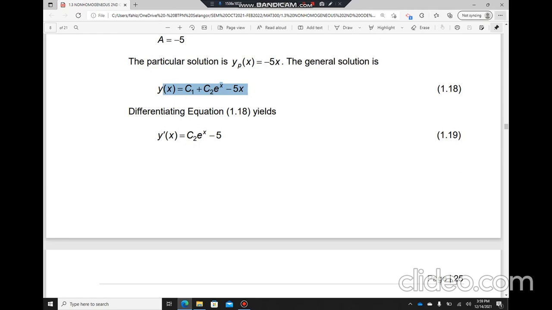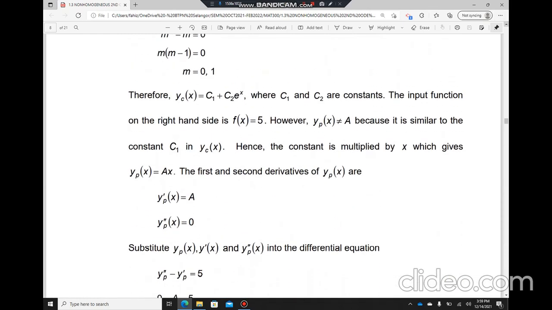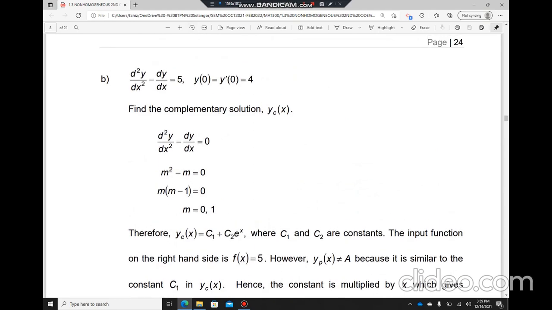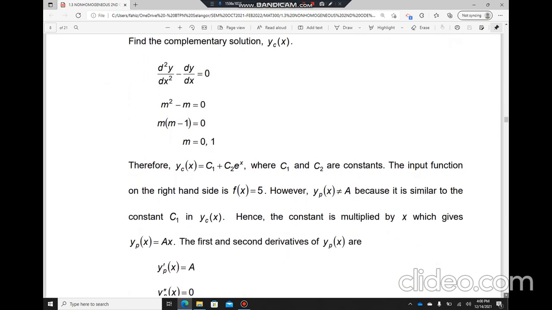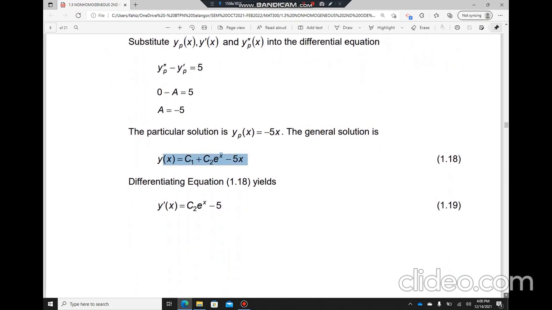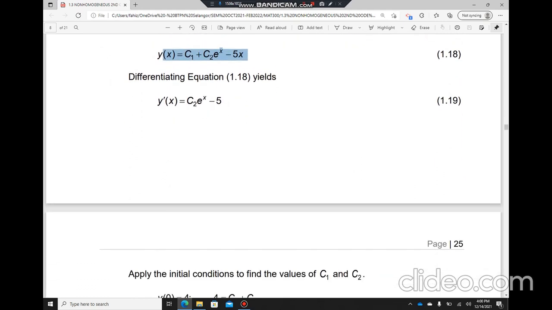Okay, so since dia ada yang ni, initial value problem, yang ni Y0 equals to 1, Y prime 0 equals to 4, maksudnya bila X sama dengan 0, Y sama dengan 4. Yang ni pun bila X sama dengan 0, Y prime sama dengan 4. So kita boleh solvekan initial value problem. Okay, cara nak solve, since awak dah ada yang ni Y, cari dulu Y prime.